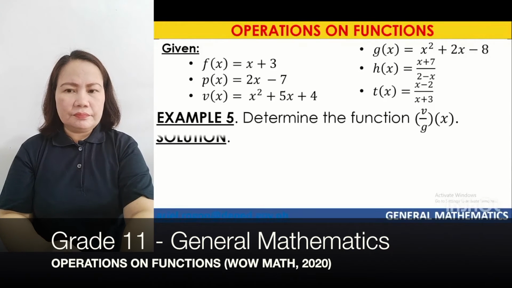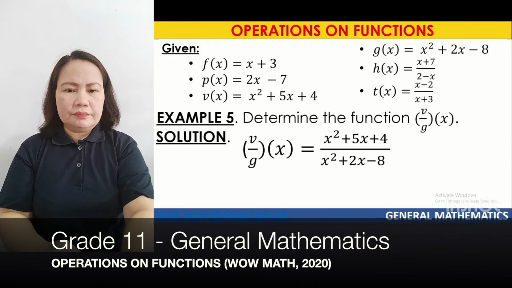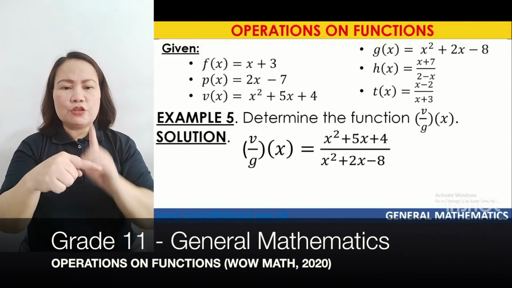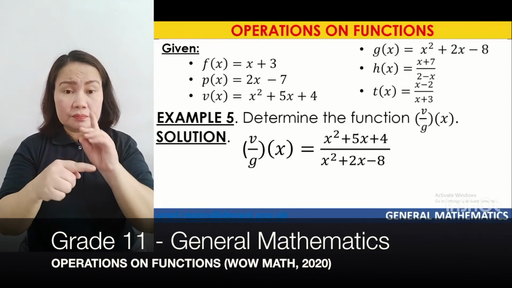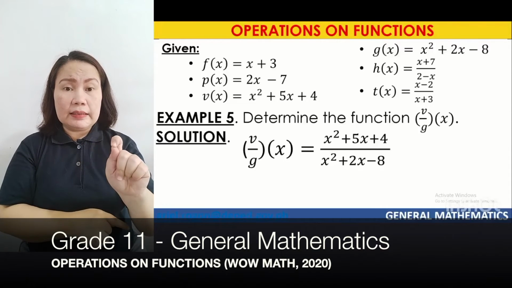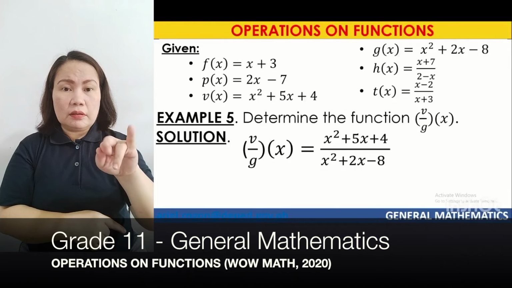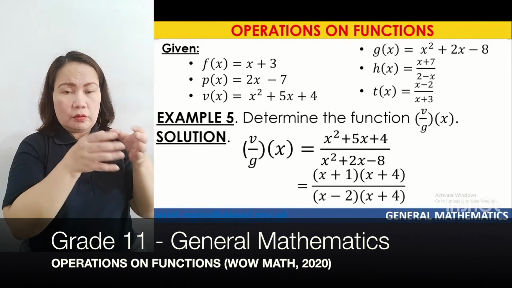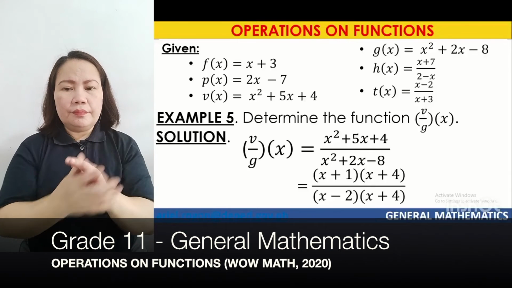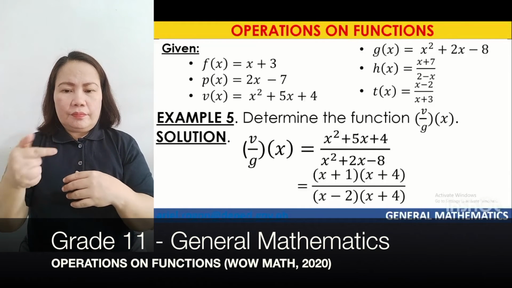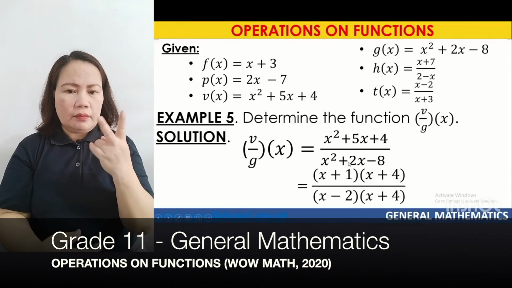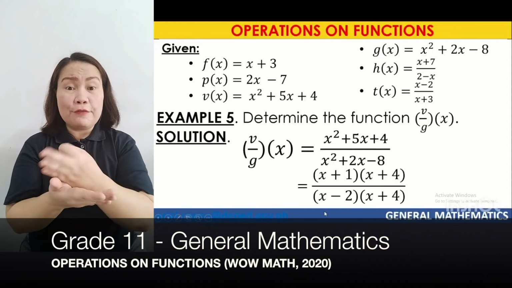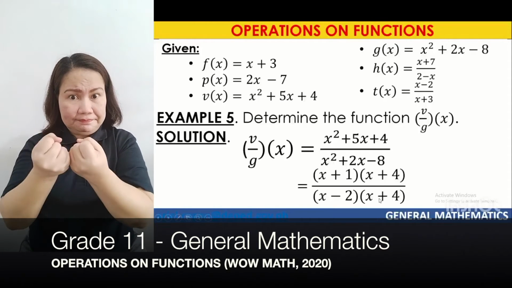Next, division. Kapag division class, lalo na kapag trinomial, ano ang gagawin nyo? Ipa-factor out nyo. So ano ang factors ng x squared plus 5x plus 4? That is, x plus 1 times x plus 4. Ano naman yung factors ng x squared plus 2x minus 8? x minus 2 times x plus 4.